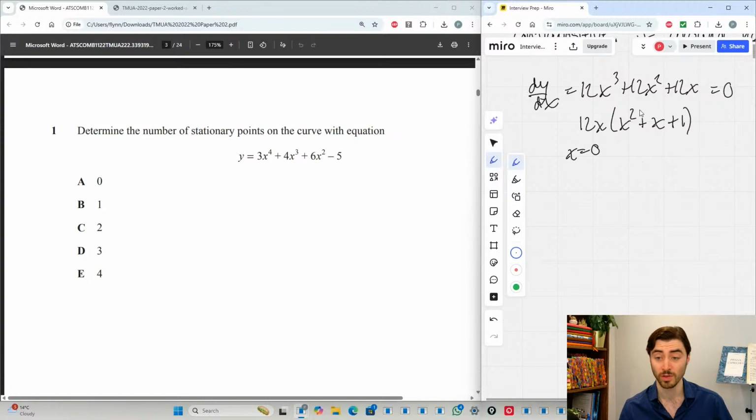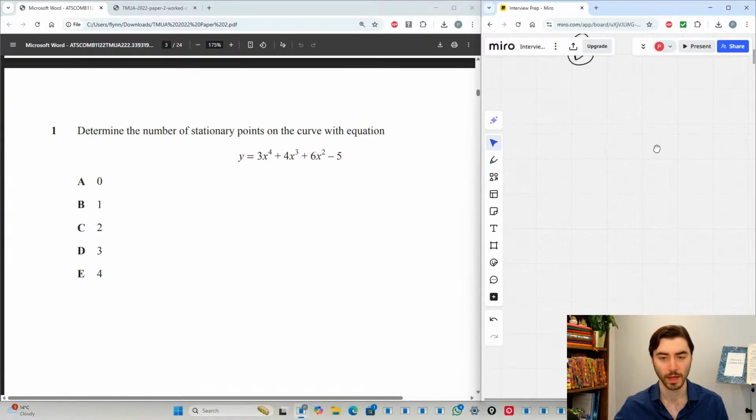I'm going to take the discriminant there. So b squared minus 4ac is minus 3, which is less than 0. So this has no solutions, and there's only one stationary point, which is B for 1. Okay.